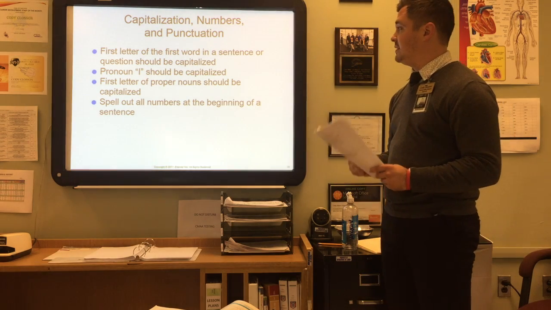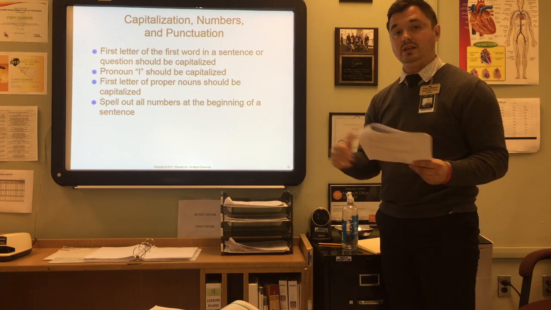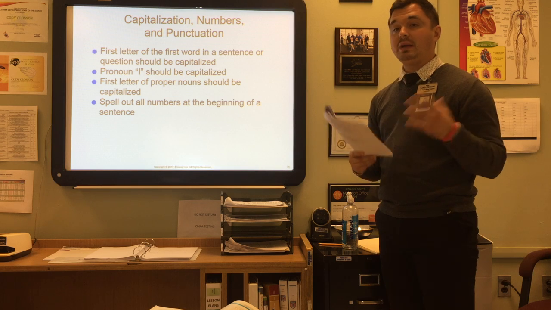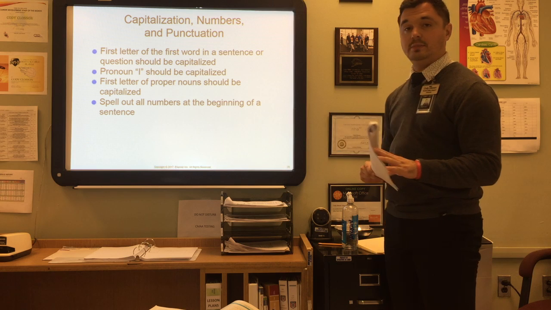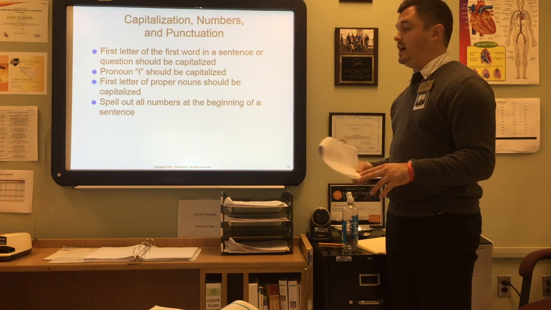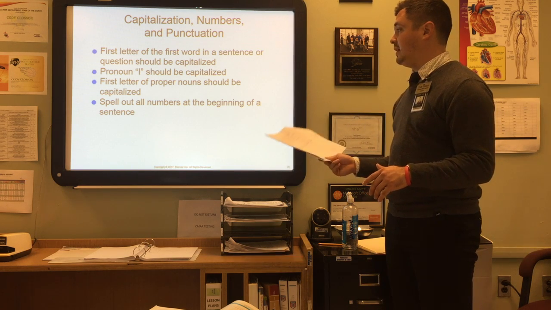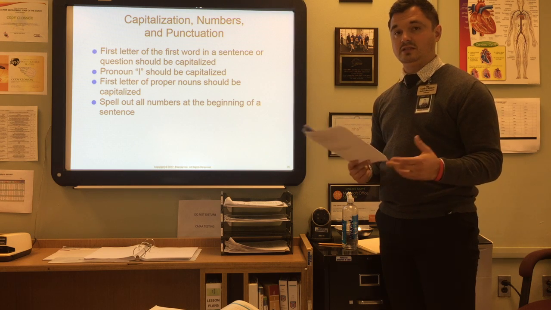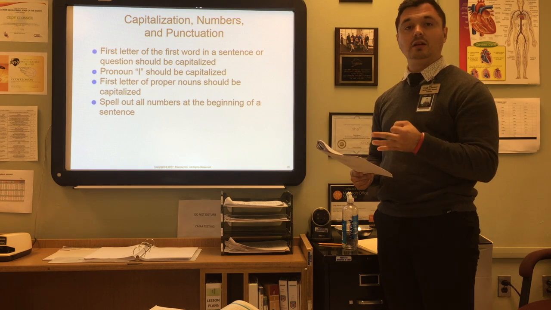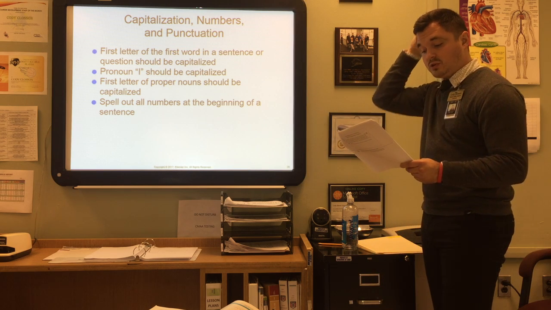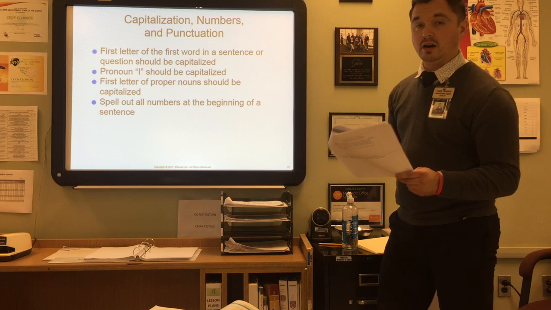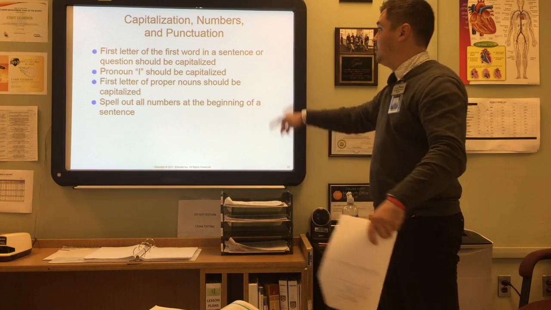The first letter of the word in a sentence or a question should be capitalized. The pronoun I should always be capitalized. The first letter of proper nouns, such as names or places, should always be capitalized. And spell out all numbers at the beginning of a sentence. If you start the sentence with 3, you're not just going to put the number 3, you're going to spell it out. A sentence can end with one of 3 types of punctuation marks: a period, a question mark, or an exclamation point. That's important to know as well.